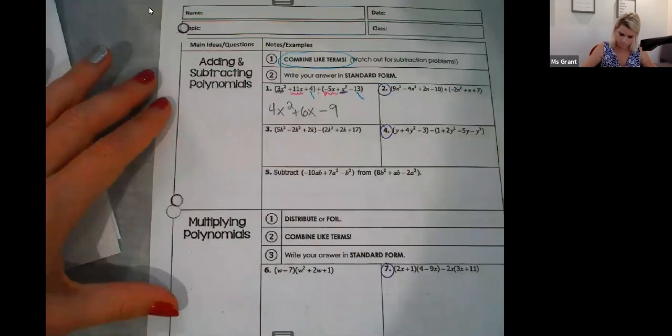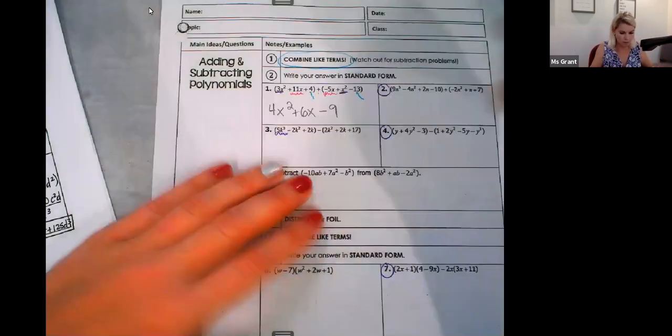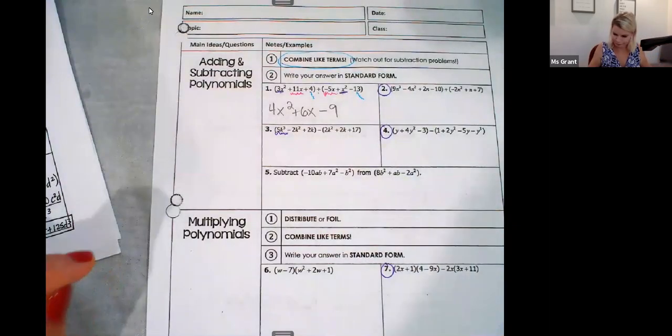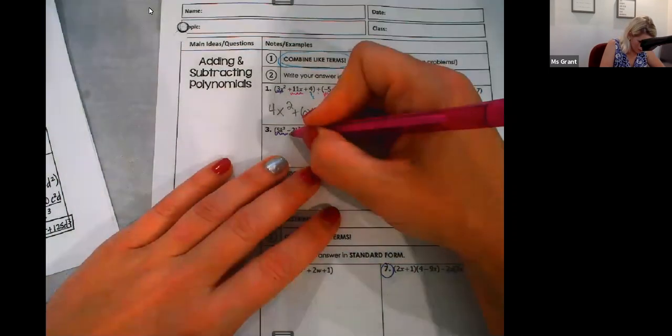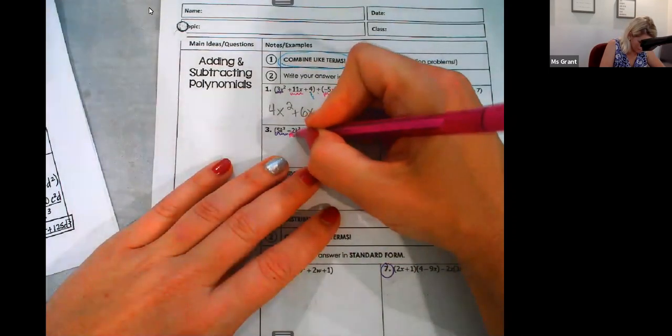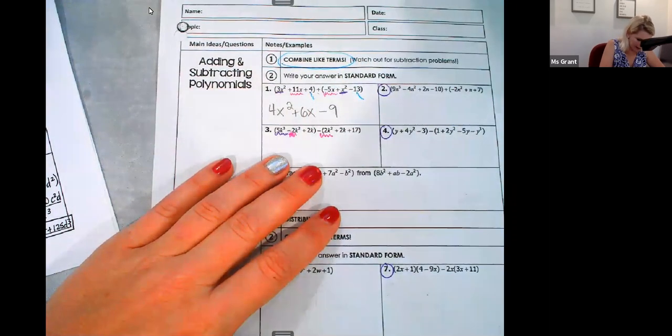Number three. Oh, x to the third is by itself. Okay, that's fine. k squared. Here's k squared. Just a plain old k.